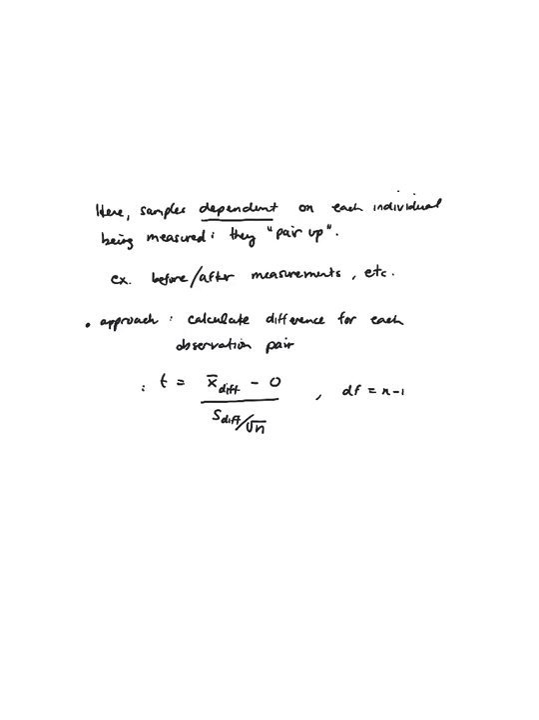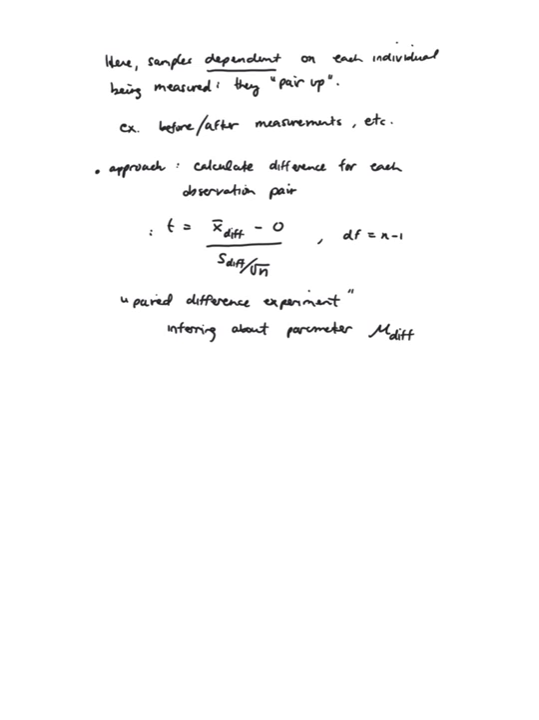It's called a paired difference experiment. And we are inferring about the parameter which I call mu diff. It's the population mean of the differences in the measurements. All right, so we got it all. We're going to try it now.